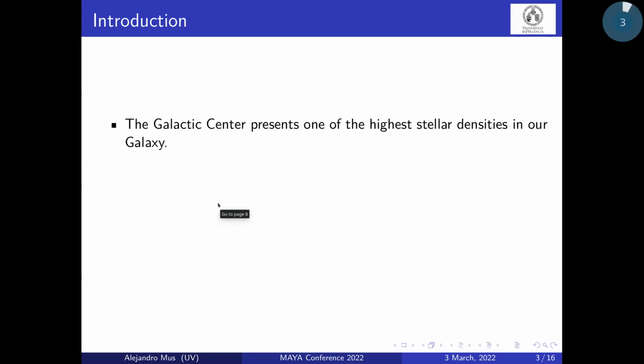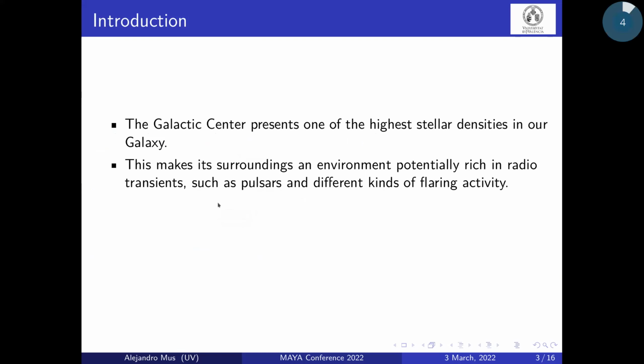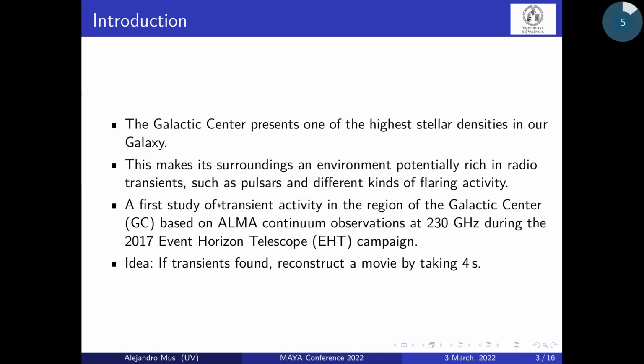As probably all of you know, the Galactic Center presents one of the highest stellar densities in our galaxy. A lot of super interesting astrophysics is there. You can find supernova remnants, non-thermal filaments, a lot of things. This makes its surrounding an environment potentially rich in radio transients. There are pulsars, there is one magnetar, and a lot of different kinds of flaring activity. So we have done the first study of transients in the Galactic Center during the 2017 EHT campaign. The idea was, if we can find a transient, can we reconstruct a movie to see the transient appearing and disappearing?